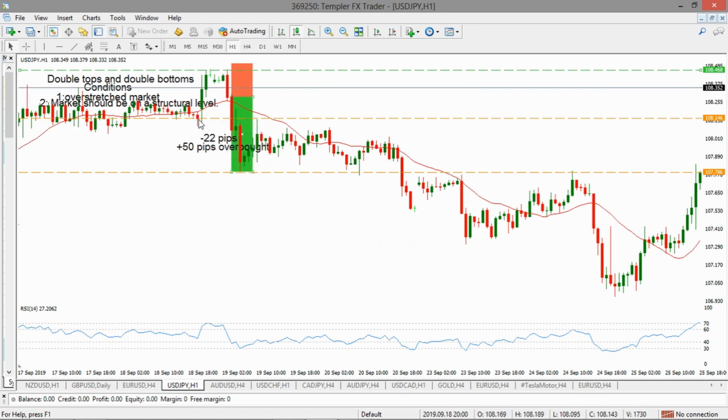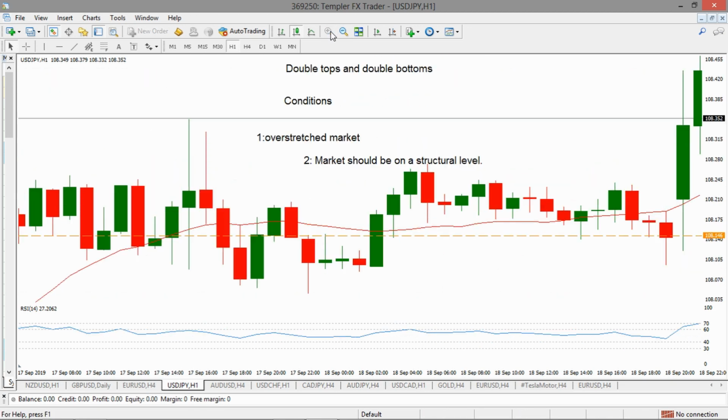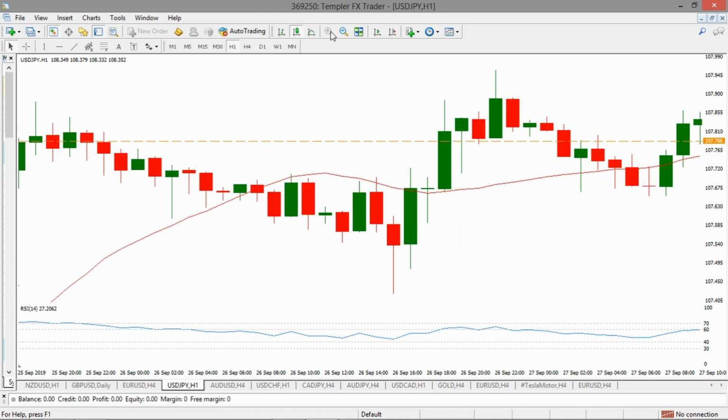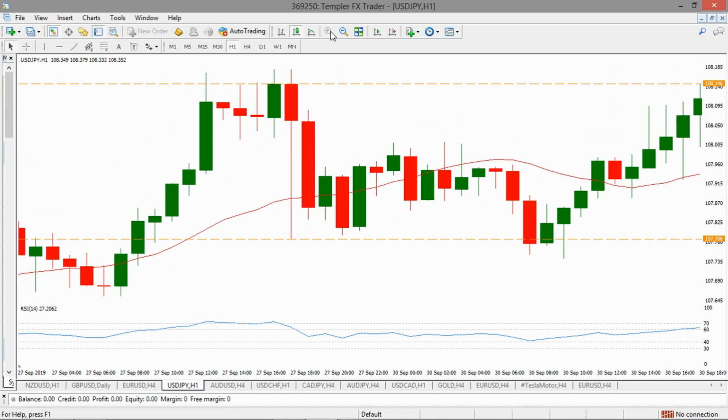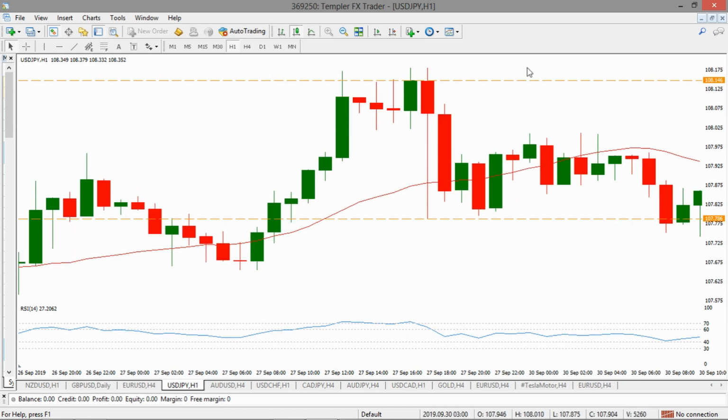At this point, it acted as a support level, so that's a level we should be looking for trading opportunities. There we go, right there. We have our rules in place, everything is in place. We should go ahead trading it.